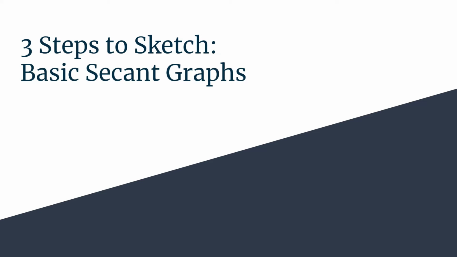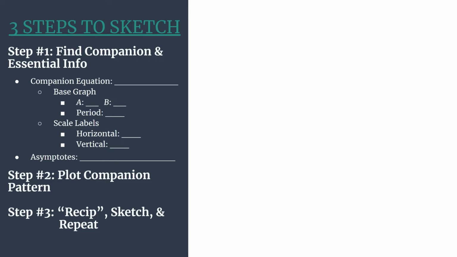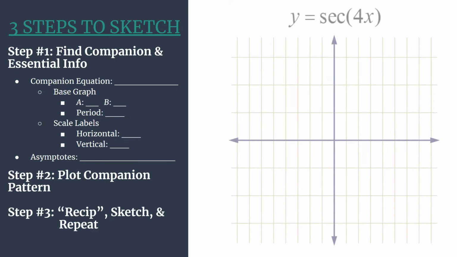We're going to use the 3 steps to sketch method to graph a basic unshifted secant graph, y equals secant 4x. So here's our template. It'll keep us organized and on the right track. Here's our grid.